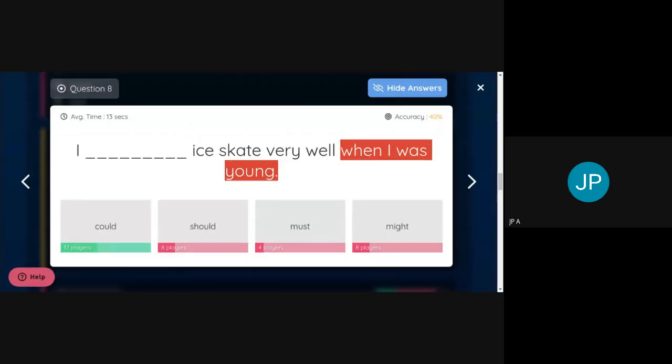So might is also not required there. So the only correct option could be could. I could ice skate very well when I was young.